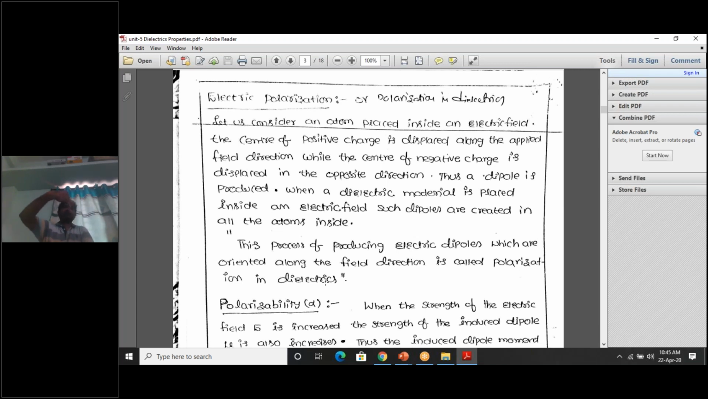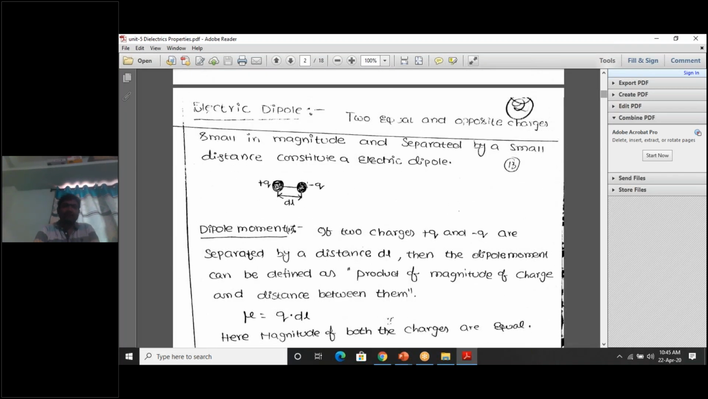So normally the center of positive charge and the center of negative charge coincide with each other. But due to the application of an electric field, the center of positive charge and the center of negative charge got separated. So this is one center of positive charge here, here negative charge. There is a certain distance between these two charges, so an electric dipole is formed. This process of producing an electric dipole, here you see.